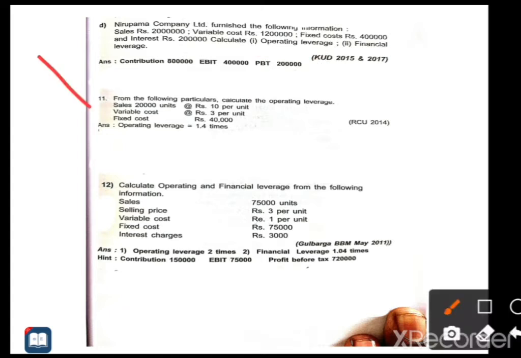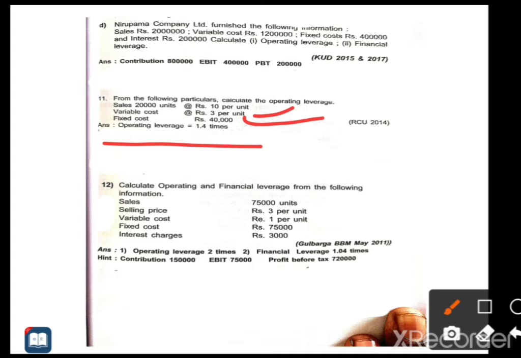From the following particulars, calculate operating leverage. They are asking you only operating leverage. This is only 5 marks. See, they have given sales: number of units 20,000 and selling price per unit 10 rupees. Variable cost per unit is 3 rupees and fixed cost is 40,000. Calculate operating leverage. Of course, we know operating leverage is equal to contribution divided by EBIT.